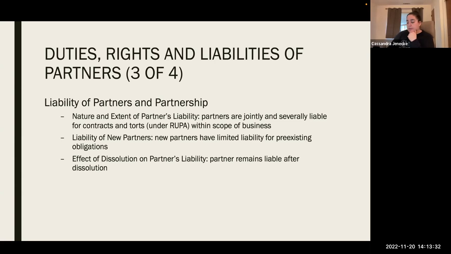New partners have limited liability for pre-existing obligations. So let's say, for example, you amend your partnership agreement to add a new member. That new partner is not going to be liable for anything that happened before they came on board, right? And even where a partner leaves the partnership, they are still liable. Jointly and severally means that they are all responsible for the entire amount of the liability, and their liability will only be reduced in response to one of the other individuals paying their portion of the award.